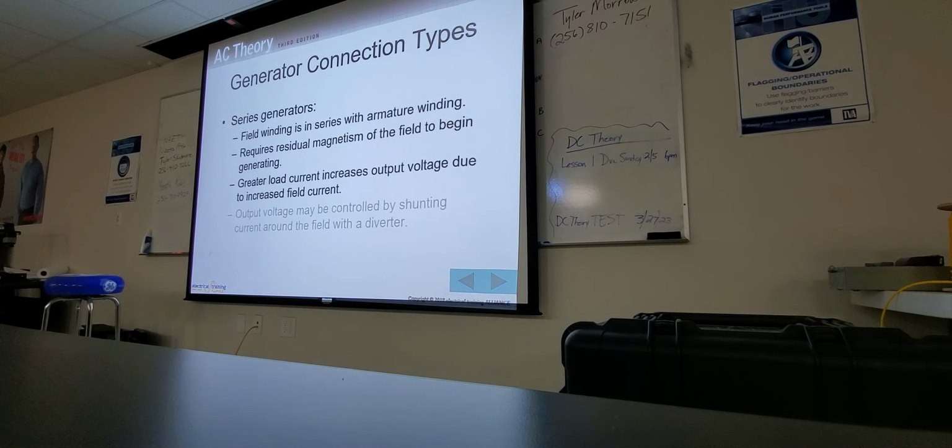Alright, the generator connection types. Series generators: the field winding is in series with the armature winding. It requires residual magnetism of the field to begin generating. Greater load current increases output voltage due to increasing field current. Output voltage may be controlled by shunting current around the field with a diverter. This is best used with fixed loads.